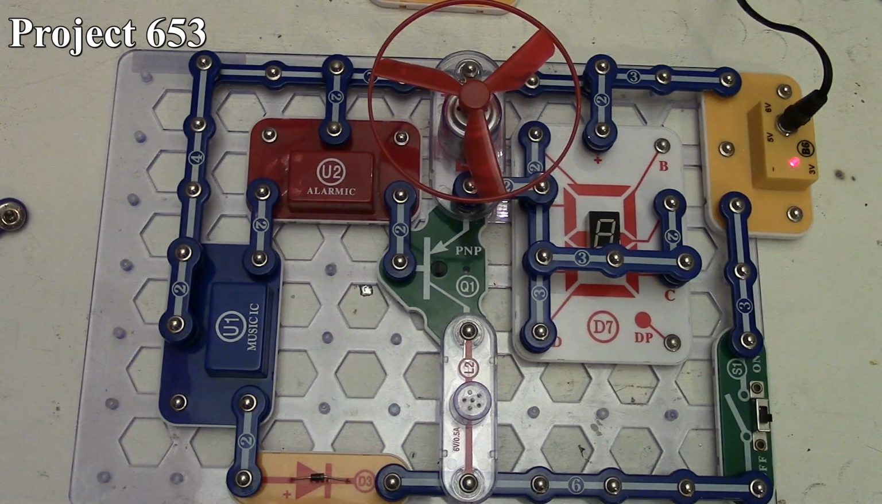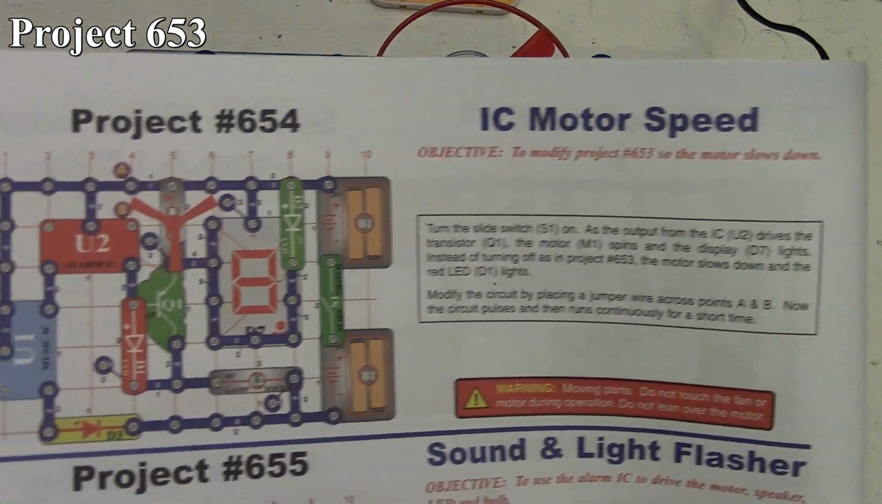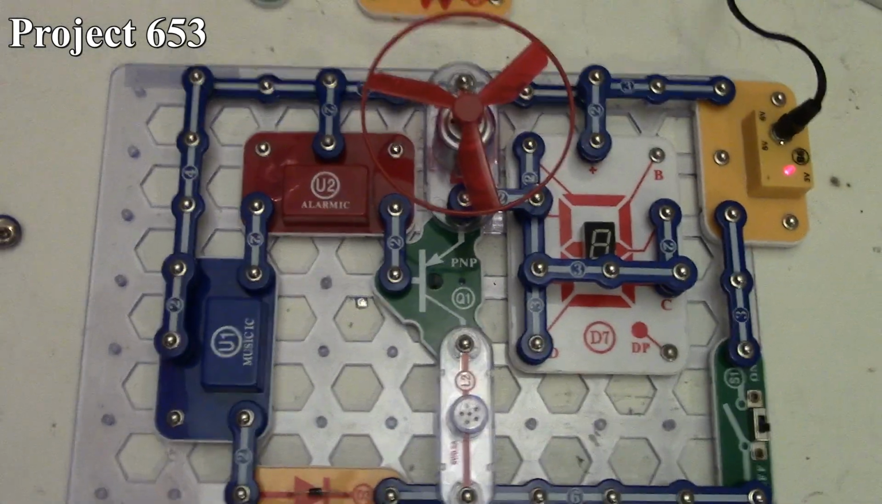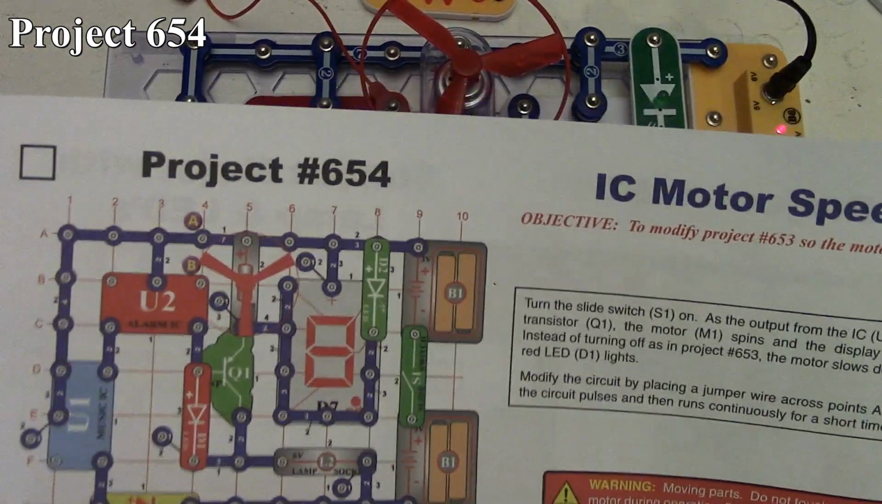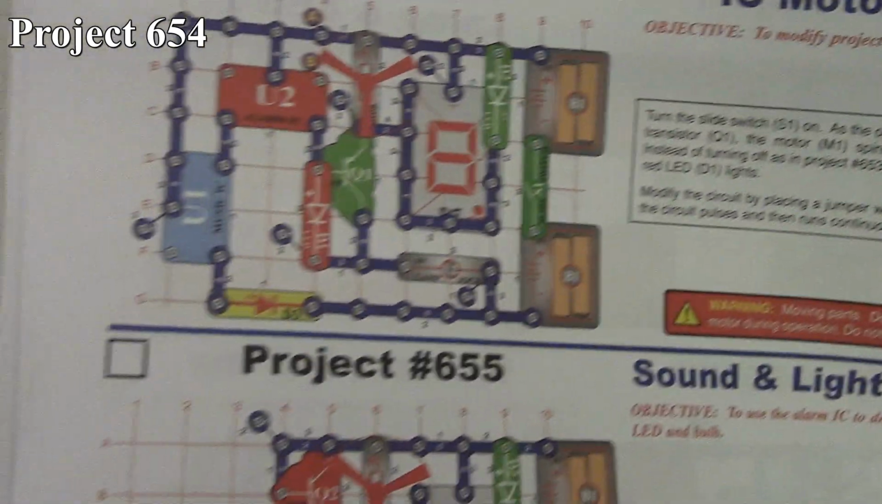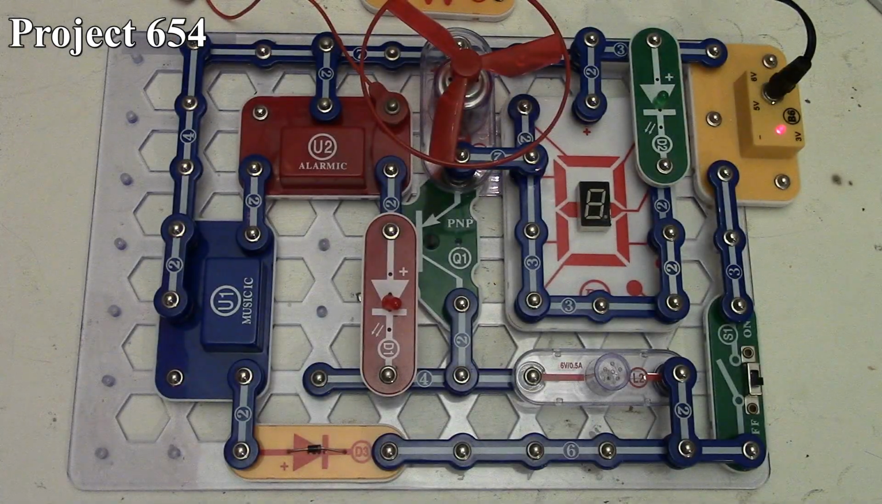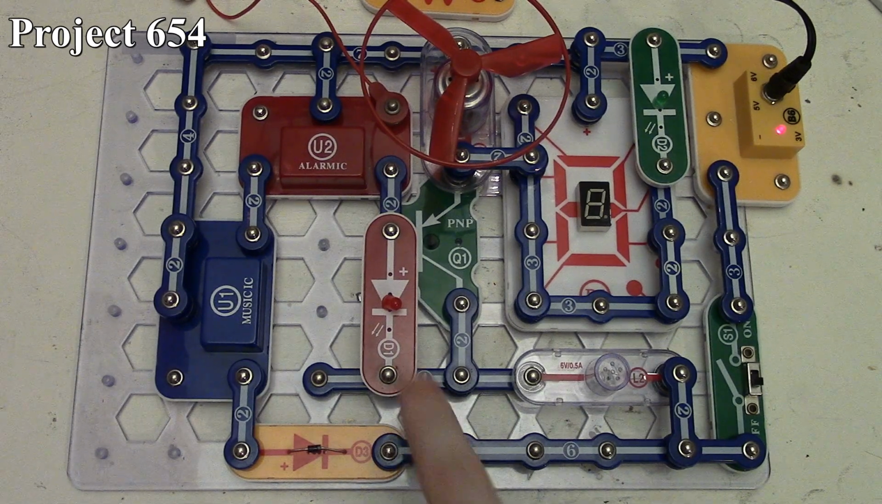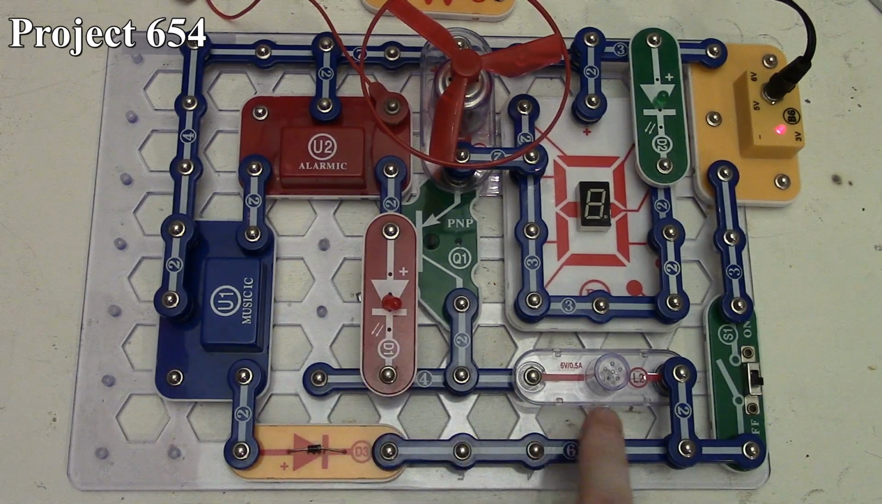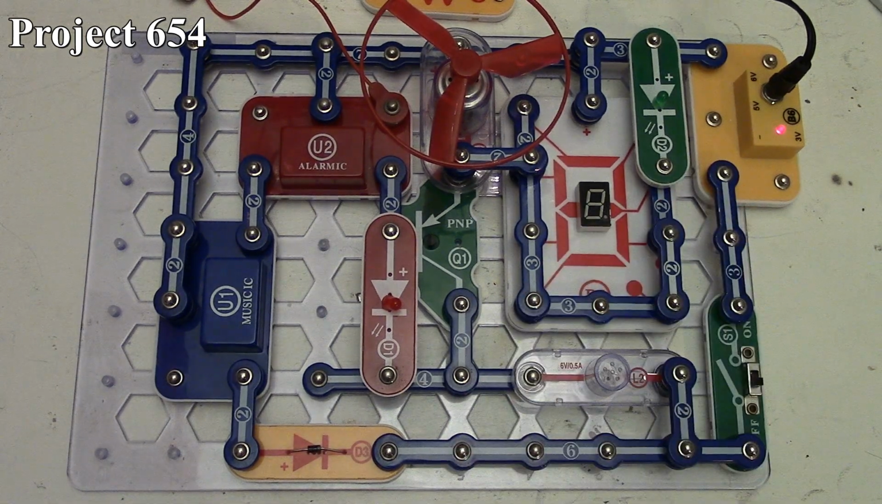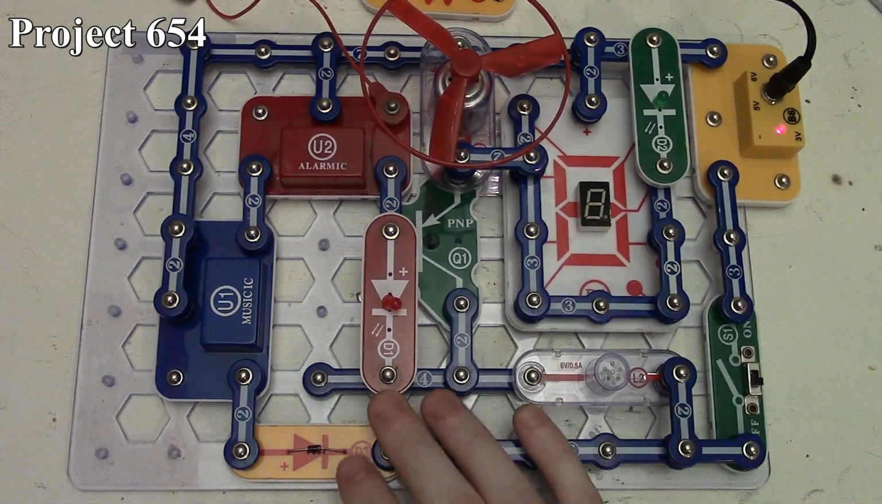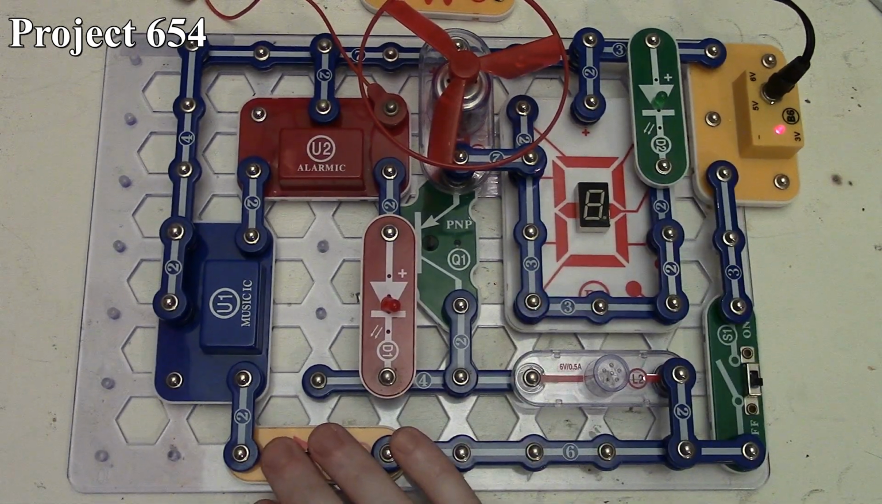We're now going to move on to Project 654, which is IC motor speed. So here we are at Project 654, the IC motor speed. There it is in the book, and here it is on the board. So it's pretty similar to the past project. We just reoriented some things with our red LED and 6-volt lamp, and also changed some connections around on our 7-segment LED, along with putting our green LED there.